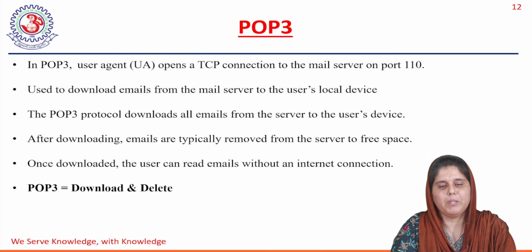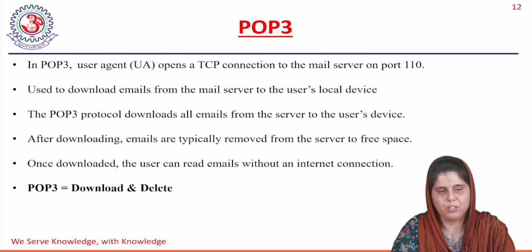Here POP3 means, as I already told you, version 3 is what we are going to use. That's why POP3. How POP3 works, we will see in detail now. In POP3, the user agent, in short UA, opens a TCP connection to a mail server on port number 110. Then it downloads mails from the mail server to the user's local devices. It downloads all emails from the server to the user devices.